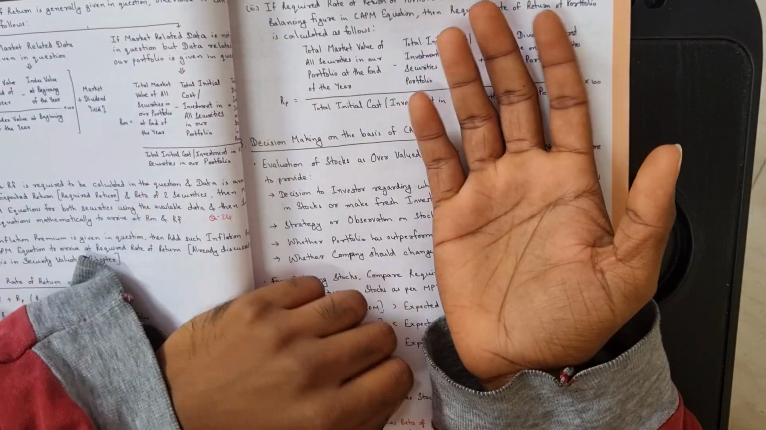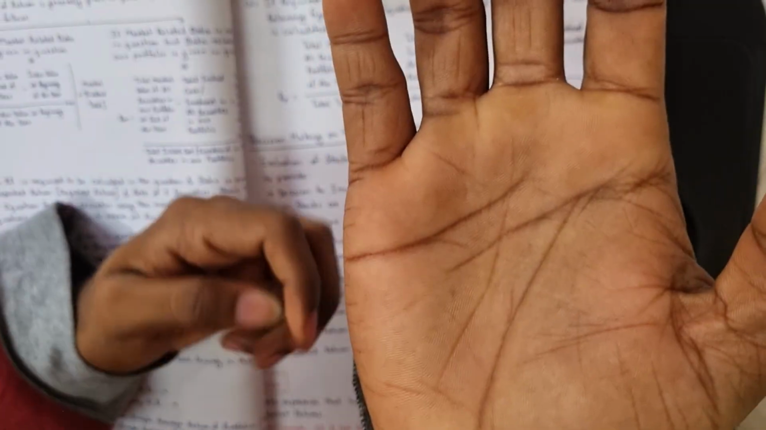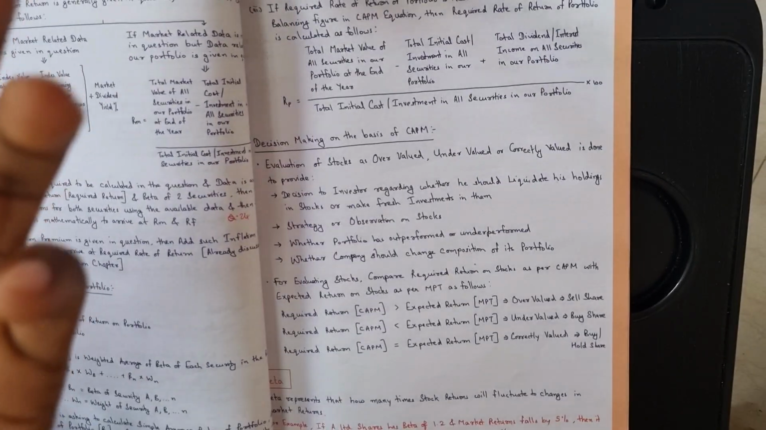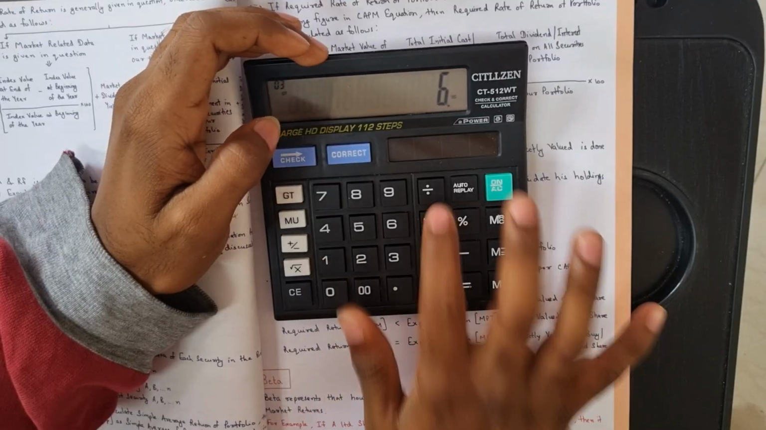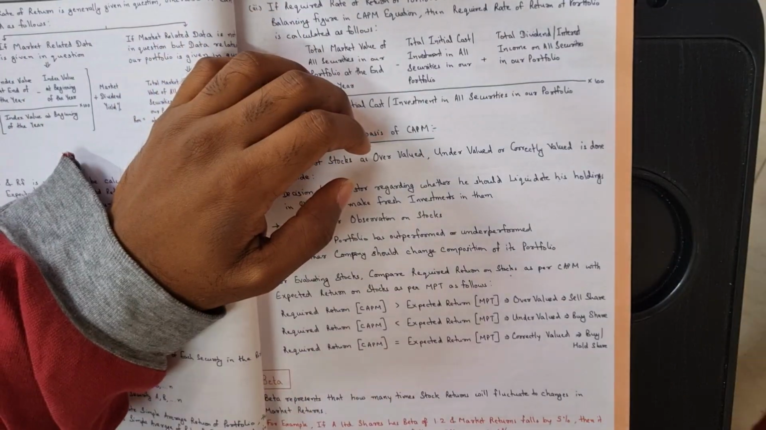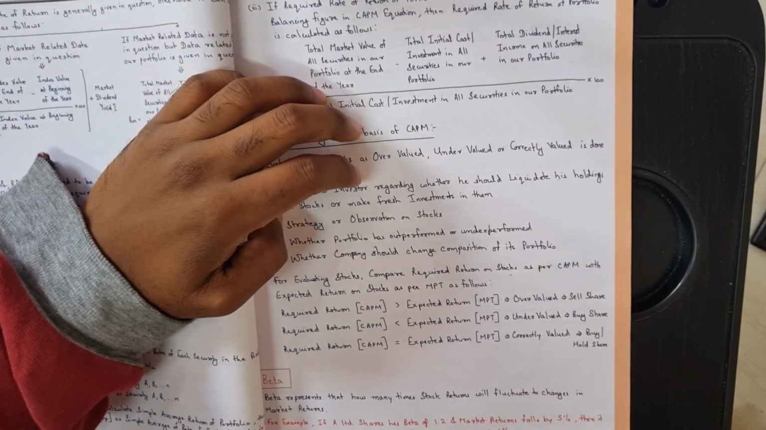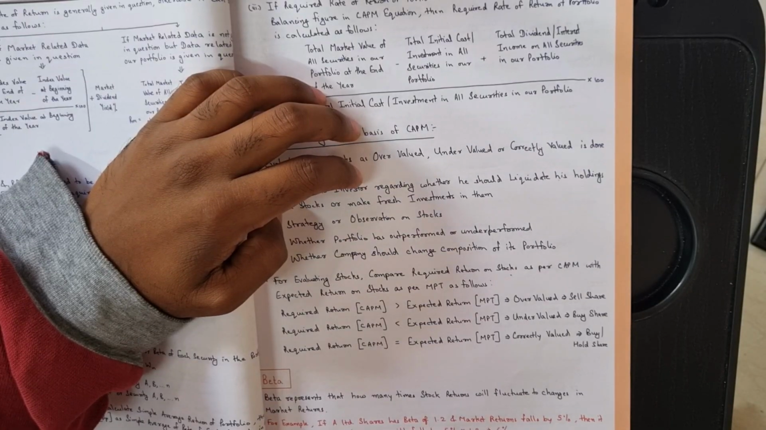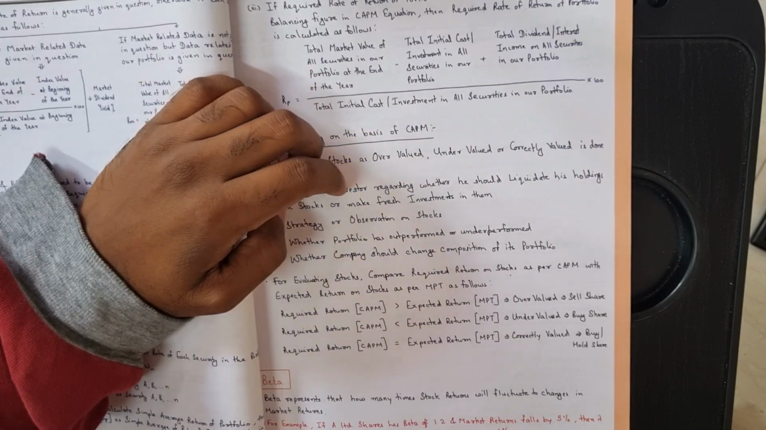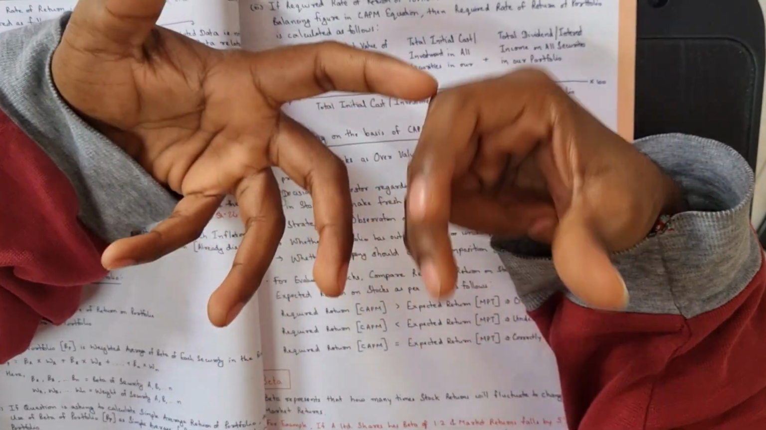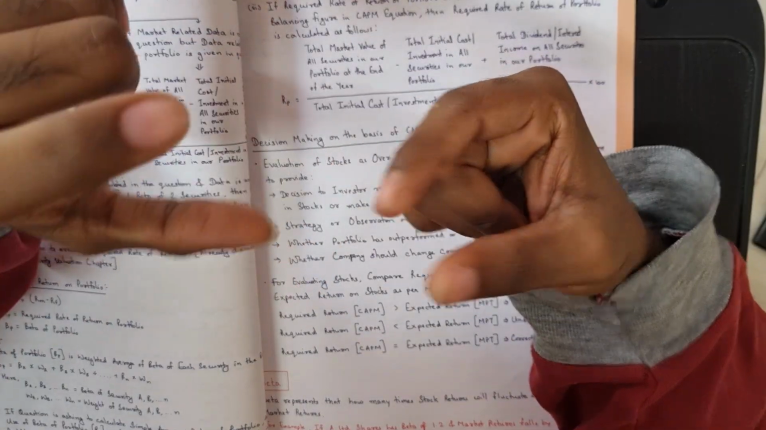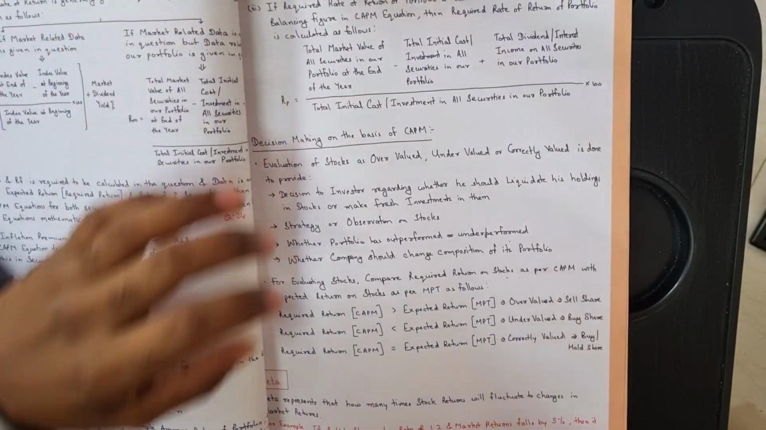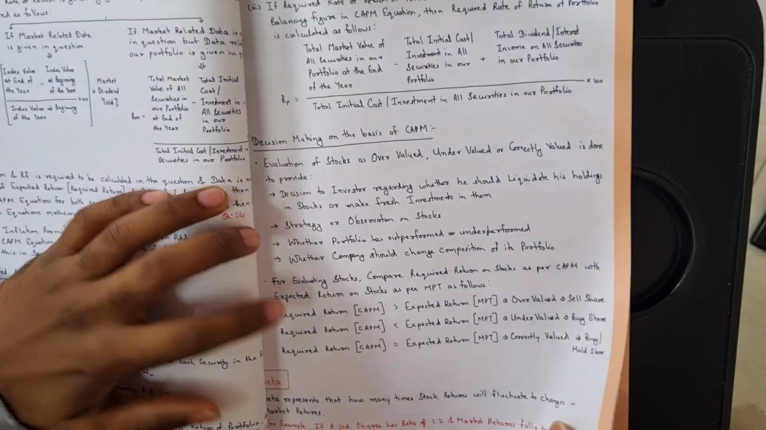If your market increases by 5%, your return will increase by 5% into 1.2, that is 6%. Hence, beta is also known as sensitivity of returns of stock with respect to market. It indicates sensitivity, how much one factor changes relative to another factor. It is the risk of stock relative to market.